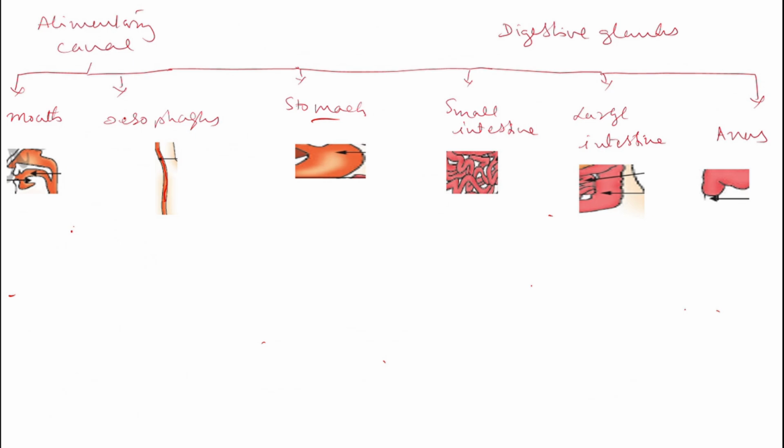The alimentary canal involves the mouth, esophagus, stomach, small intestine, large intestine, and anus. These are the six main important organs involved in heterotrophic nutrition. Now what is the role of the mouth? In the mouth, a fluid is generated called saliva.